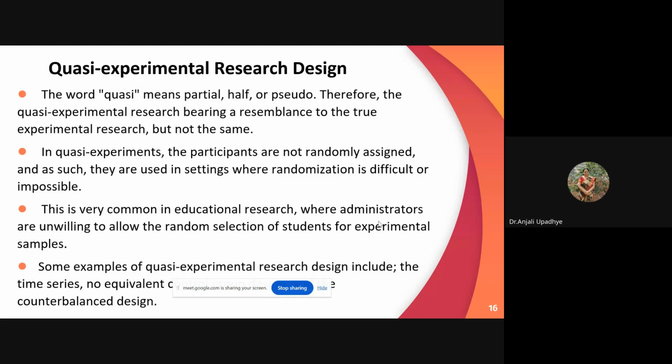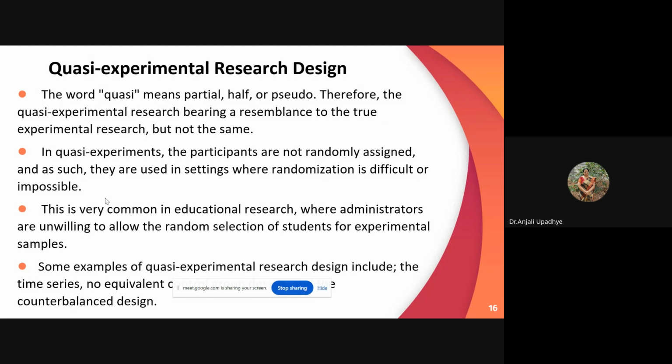Next one, a quasi-experimental research design. The word quasi means partial, or half, or pseudo. Quasi means partial; that means the data is taken from samples that are not randomly assigned. In quasi experiments, the participants are not randomly assigned. They are used in settings where randomization is difficult or impossible.